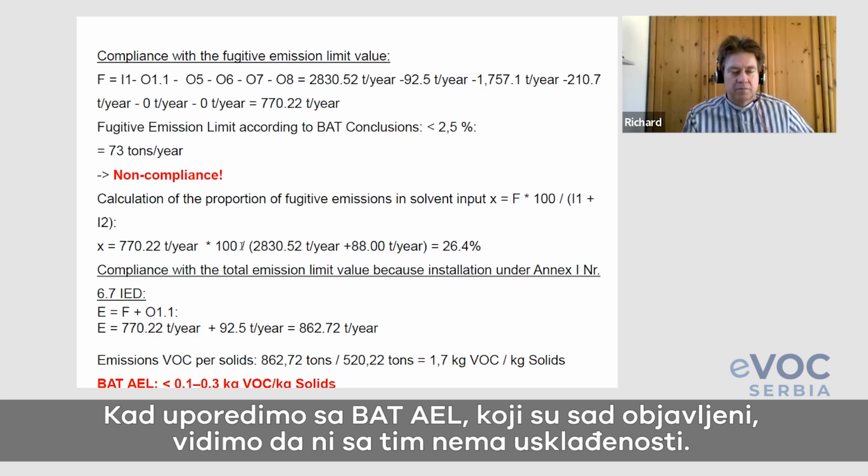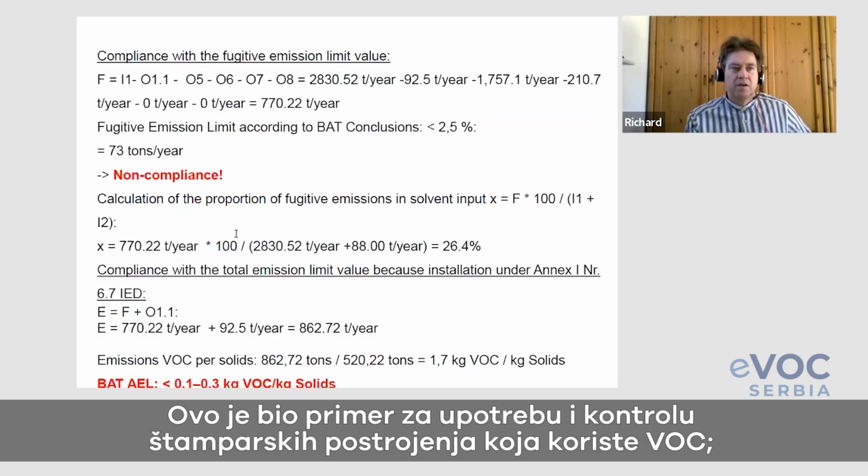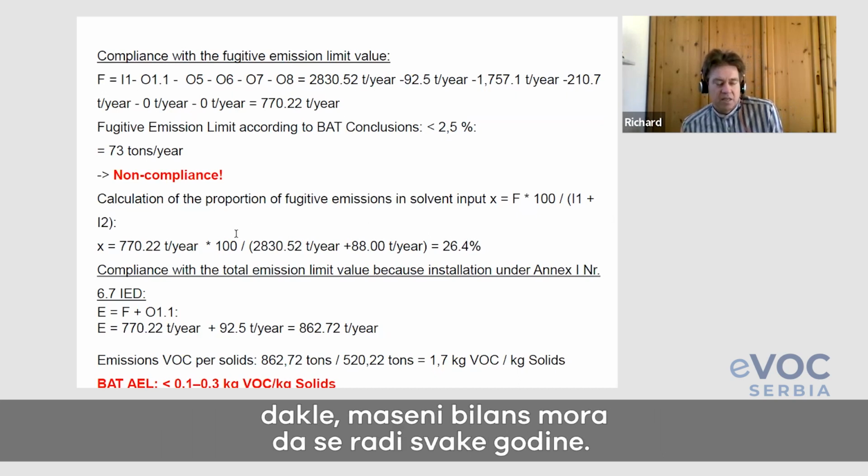So when we compare, for example, with the BAT-ILs that are now published, we see we will not comply. So that is an example about the use and the control of VOC printing installations. That solvent mass balance must be done annually.